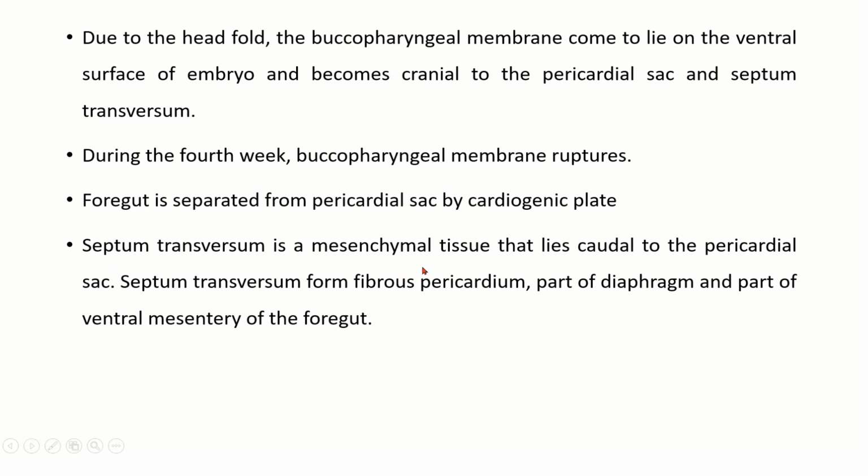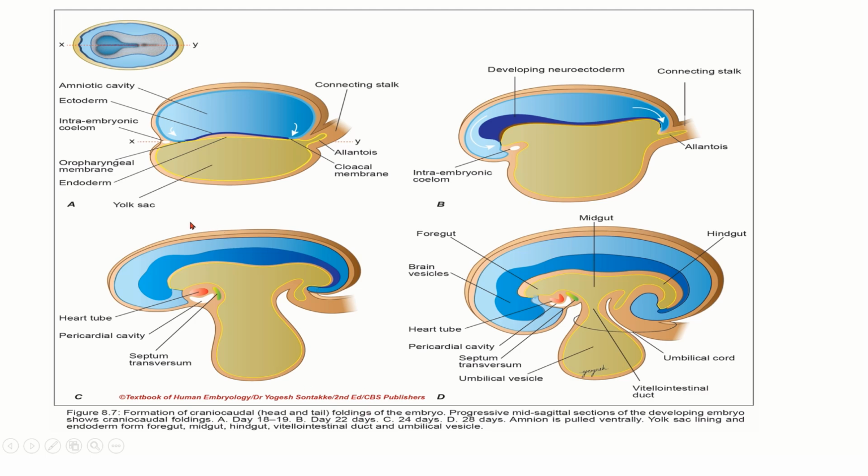Septum transversum is the mesenchymal tissue that lies caudal to the pericardial sac. Septum transversum forms the fibrous pericardium, part of the diaphragm, and part of the ventral mesentery of the foregut. So let me show you here.